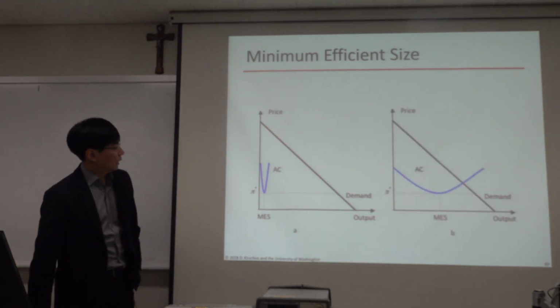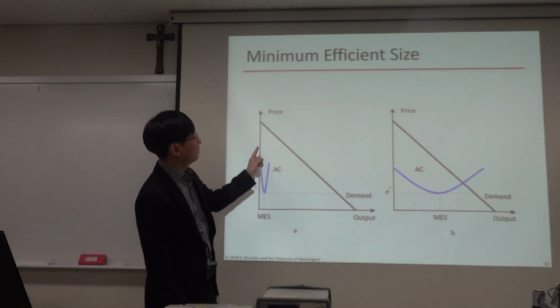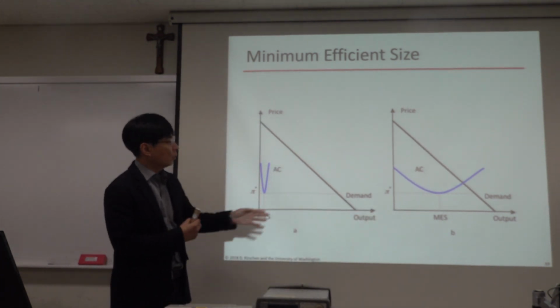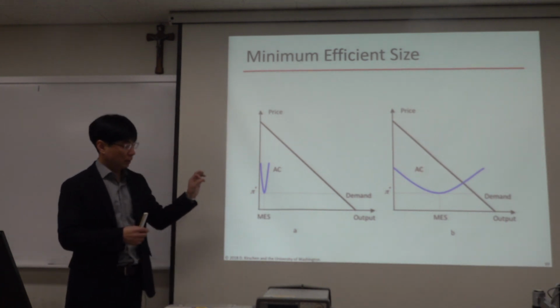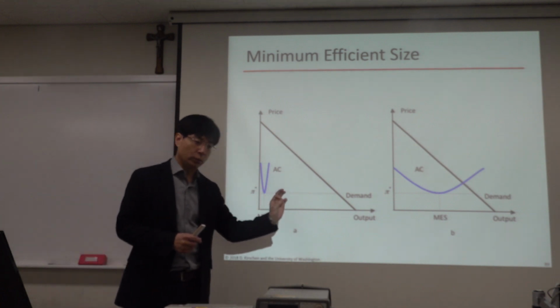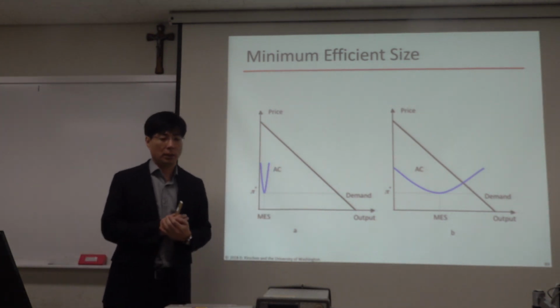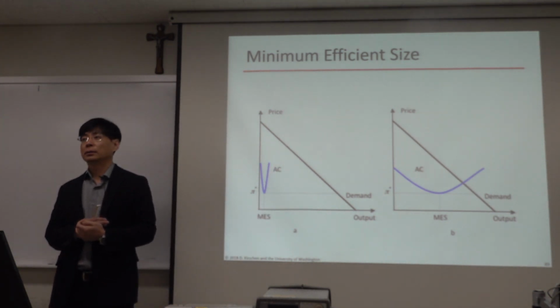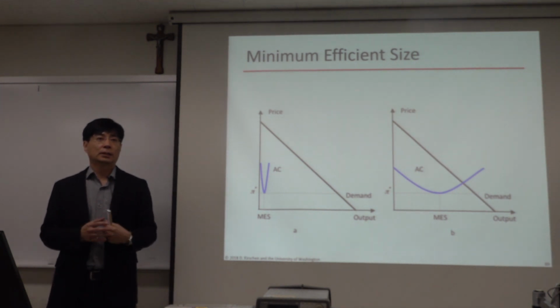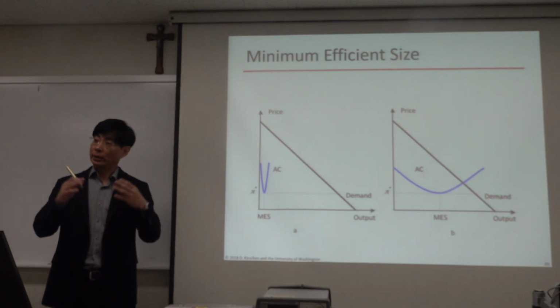Let's see two types of the minimum efficient size, this one and that one. Which one do you think is better for competitive market, and which one is related with kind of monopoly market? Do you have any idea? Do you see what I'm saying?